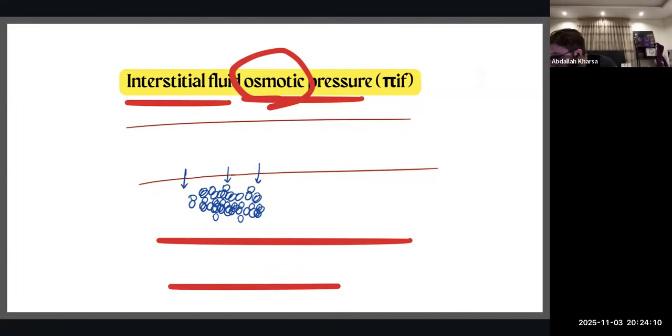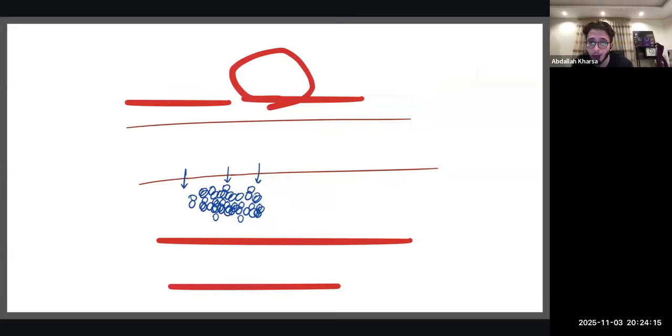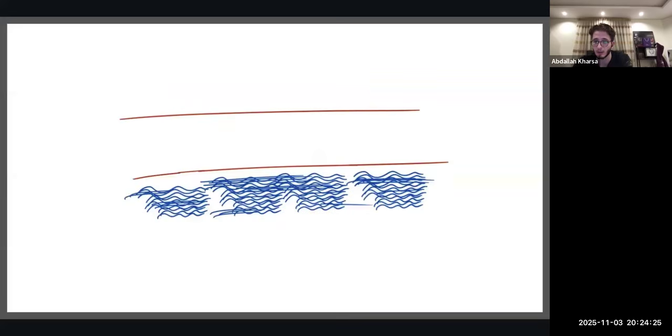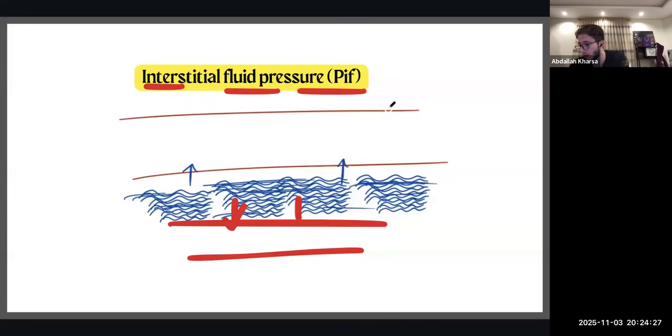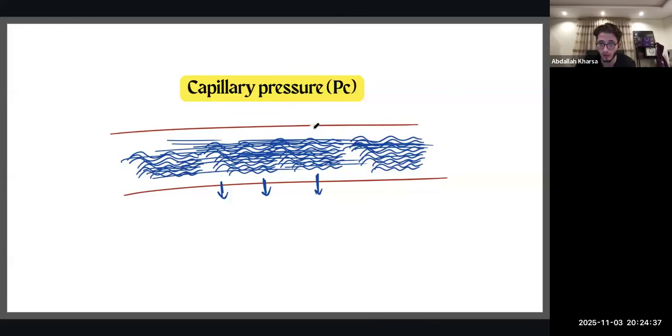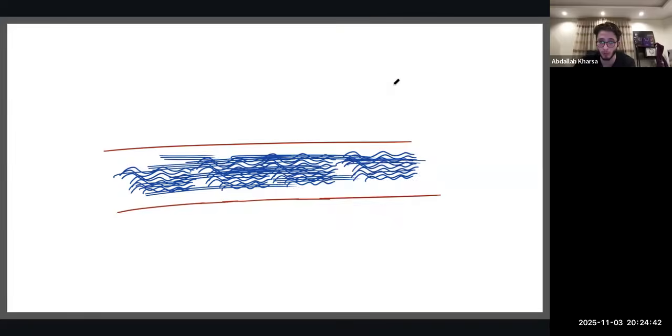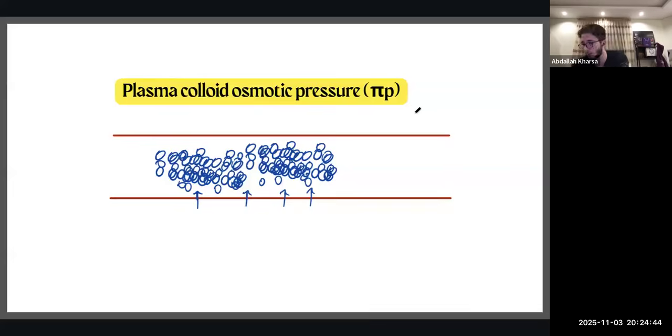So outwards are PC and interstitial fluid osmotic. PC is what? PC is the capillary pressure. It pushes it outside. The other one that pushes it outside is protein, which is outside, which is PIF. Exactly. So you're right. Outwards are PC and interstitial fluid osmotic. Exactly. Inwards, the opposite, is fluid outside, which is interstitial fluid pressure, or proteins inside, which is plasma colloid osmotic pressure. Right?